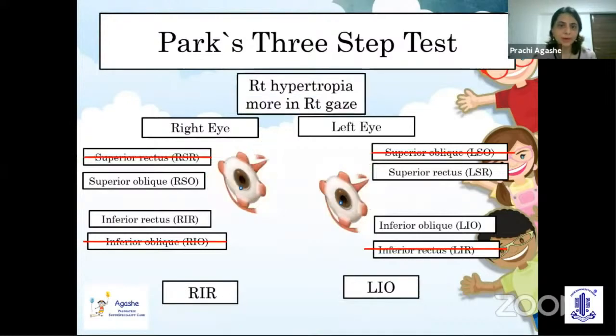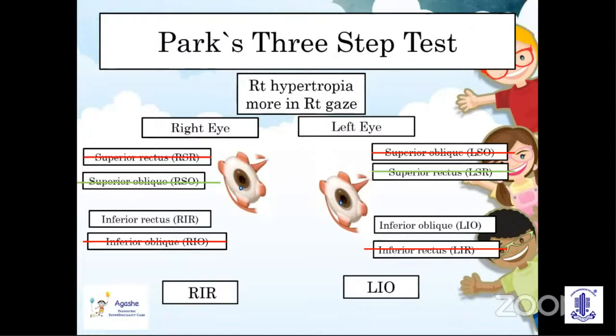Then we evaluate the hypertropia in the gazes. So generally, in the case of the gazes, for the hyperdeviated eye, on that side, it is the rectus which is involved, while the oblique on the other side. So when the right hypertropia is more in right gaze, it would then boil down to either the right inferior rectus or the left inferior oblique being involved.